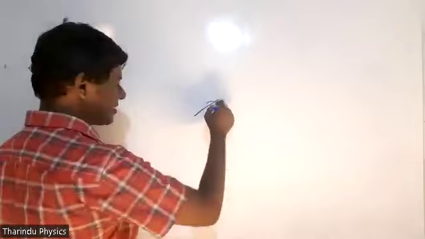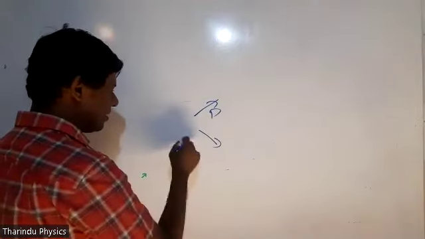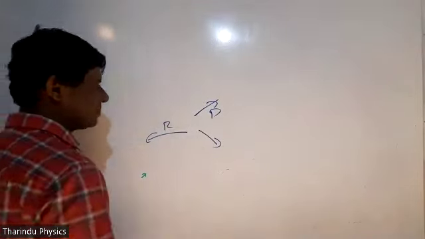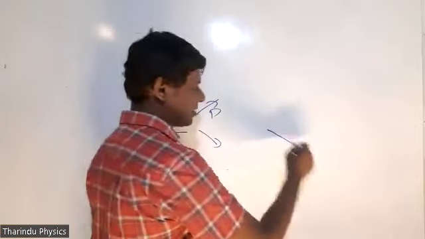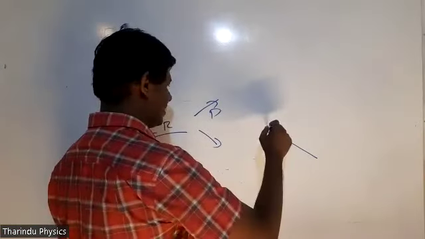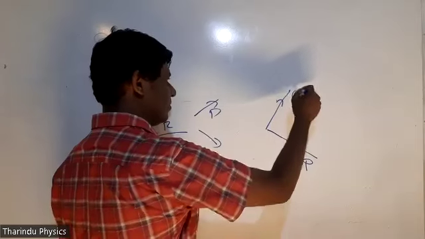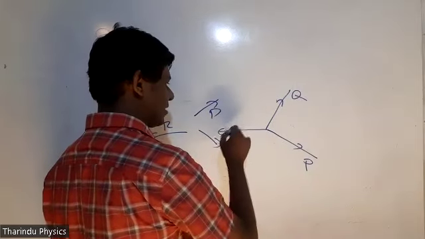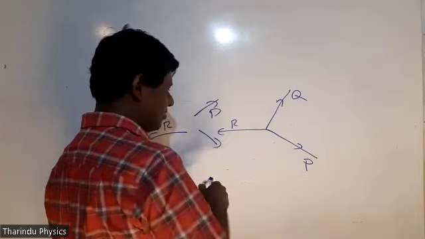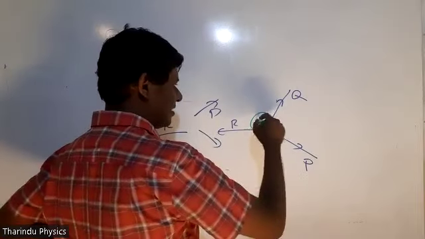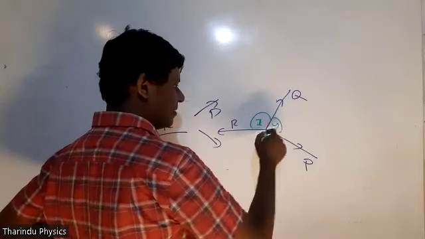Lami's theorem is something like this. If there are 3 vectors like P, Q, and R applying like this, you just draw it. P. And the other one is like Q and R. Right. You mark 3 different angles like X, Y, and Z.